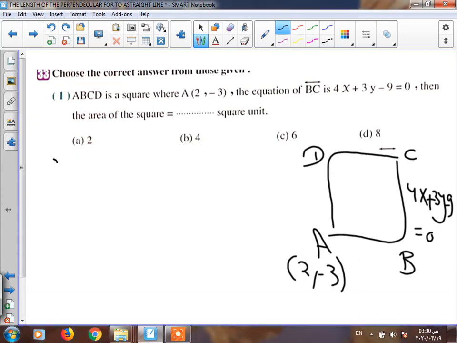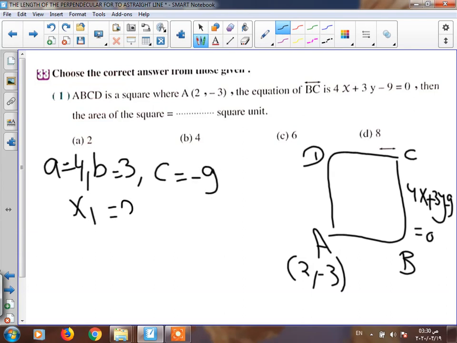So here A is going to be 4, B is going to be 3, and C is going to be -9, and also x1 is going to be 2 and y1 is going to be -3. In this case, you are going to find L using our rule, which is the absolute value of a x1 plus b y1 plus c over the square root of a power 2 plus b power 2, and you are going to have 4 length units.